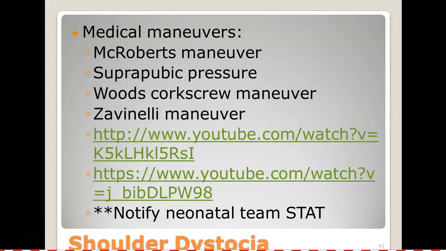You're also calling or notifying a neonatal team, because we know that there's most likely going to be an obstetrical emergency, either a surgery or the baby may require resuscitation after this delivery because of the distress it puts on the baby.